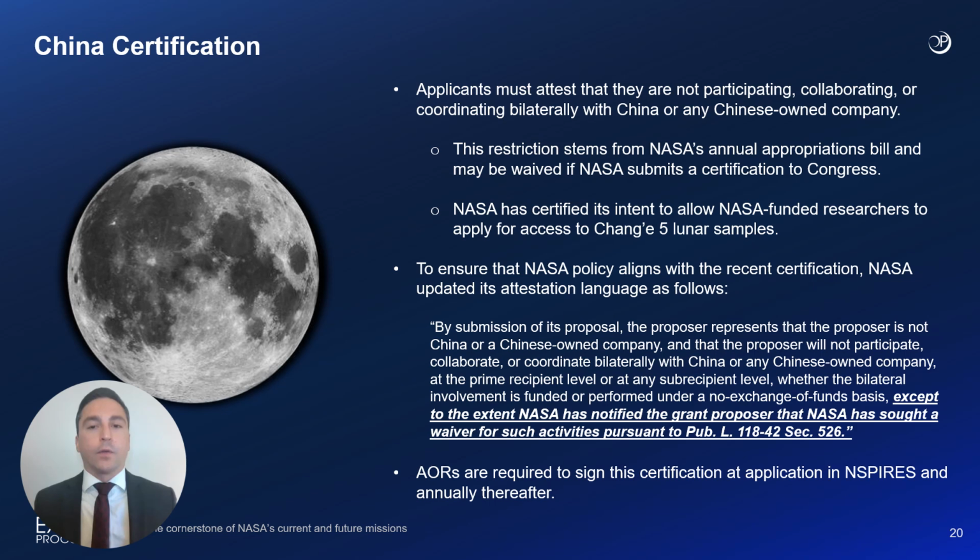So now the certification states that proposers shall not coordinate bilaterally with China unless NASA has notified that proposer that NASA has sought a waiver for such activities. It's important to note here that bilateral coordination with China under a NASA award is only allowable if a proposer has received this notification from NASA.